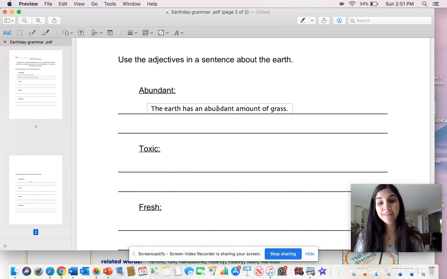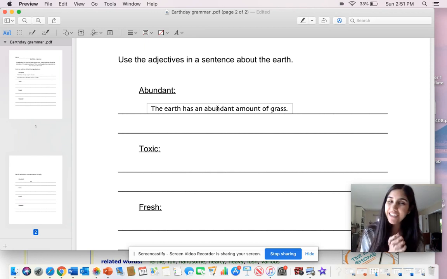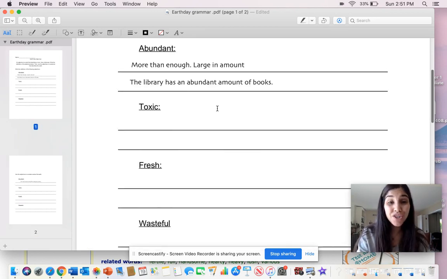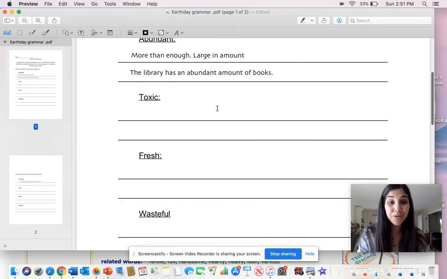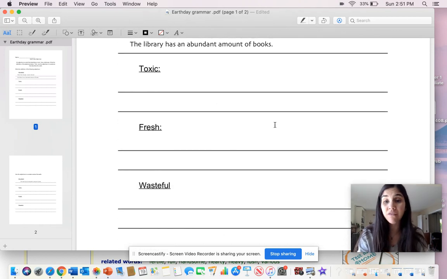So, okay. I hope you have a great time today researching some of these adjectives that have to do about the earth: abundant, toxic, fresh, and wasteful. Some of these words like fresh, you probably know what the word fresh means. But sometimes when we research them and look them up in a dictionary and look at those synonyms and antonyms and examples, really think about the part of speech, we can see it in a different light, and it can help us use the words in a sentence.